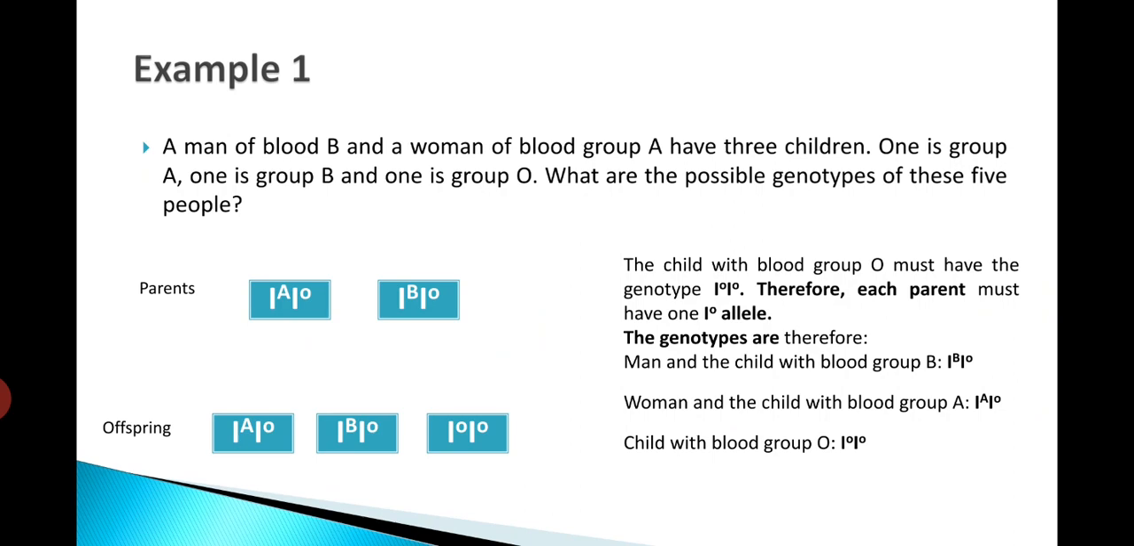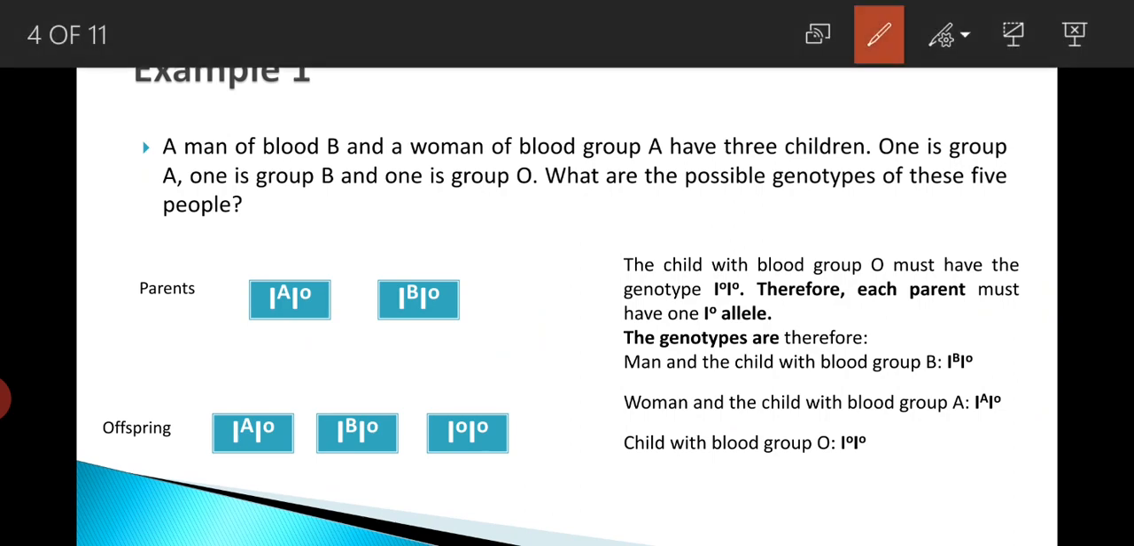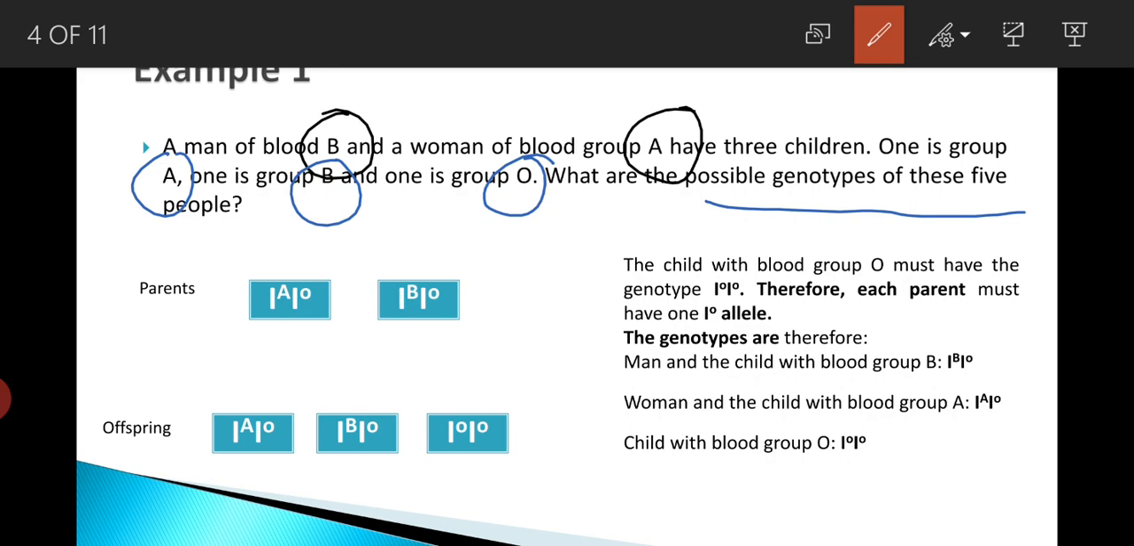Let's see an example. The example says, a man who has the blood group B and a woman with the blood group A have 3 children. One has the group A, one has the group B, and one has the group O. And it asks the possible genotypes of the 5 people. How to solve this simple problem?